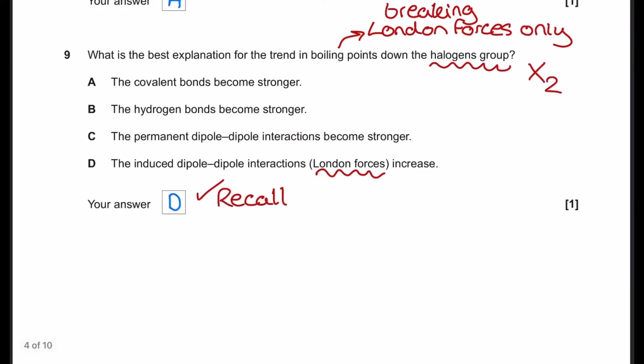Moving on to question 9, we have a similar setup here. This can be answered very quickly if you're very aware of the theory surrounding the halogens group. They are all diatomic molecules in the simple molecular lattice structure, which means we should have some good recall here of London forces, also known as induced dipole-dipole interactions, being the only factor that affects the melting and boiling points down the group in the halogens. So here our correct answer is D.